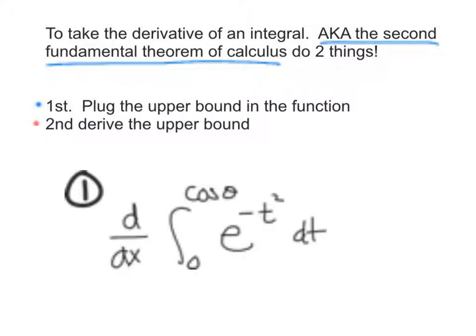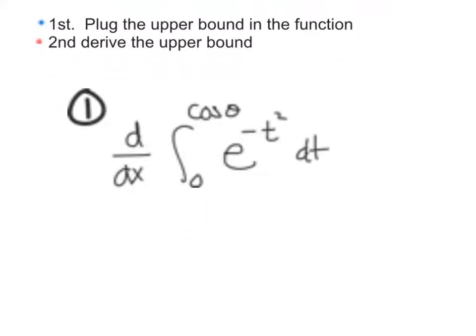So here's our first example. We want to derive the integral from 0 to cosine of theta of e to the negative t squared dt. So it looks terrible, but this is really a simple idea as long as you follow these two steps. You don't actually have to integrate it and then take its derivative. Just remember this shortcut. So again, first, plug in the upper bound. So I'm going to take the upper bound, which is cosine of theta, and I'm going to plug it into every letter t. So I'm going to say this is e to the negative cosine of theta squared.